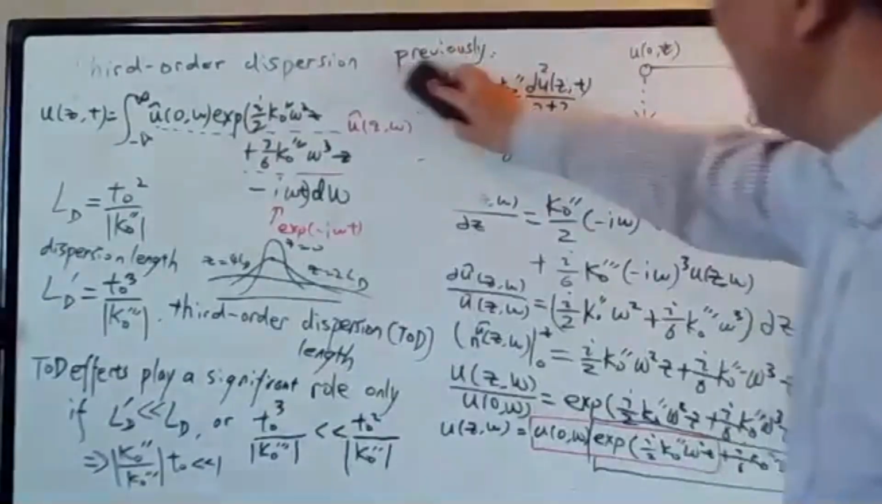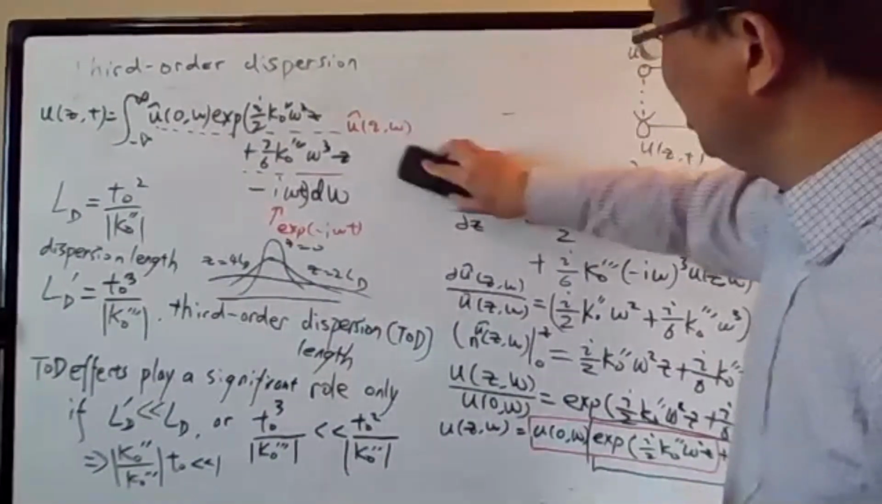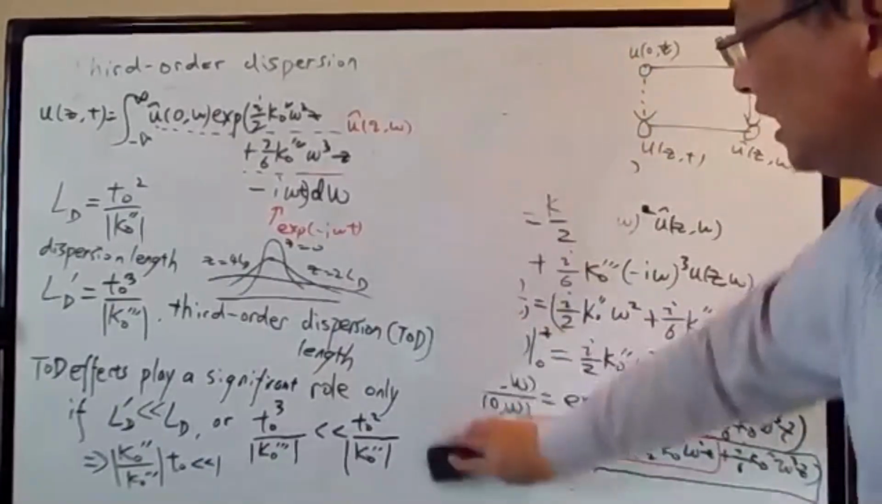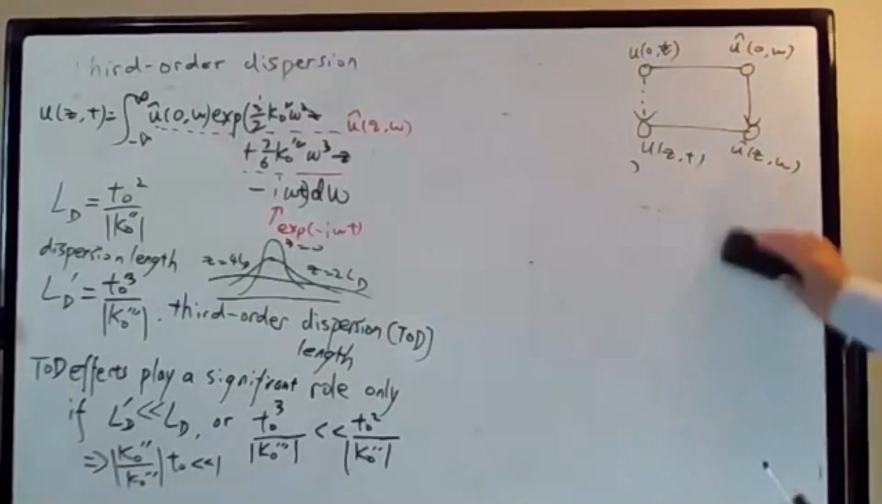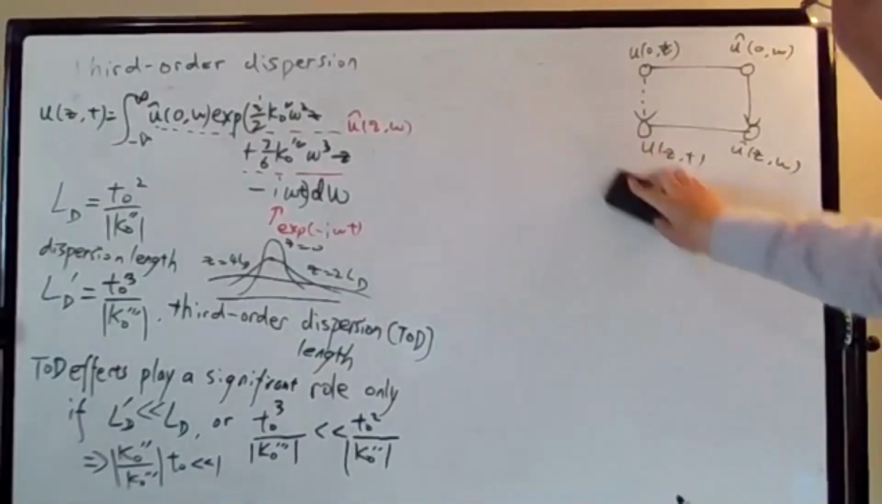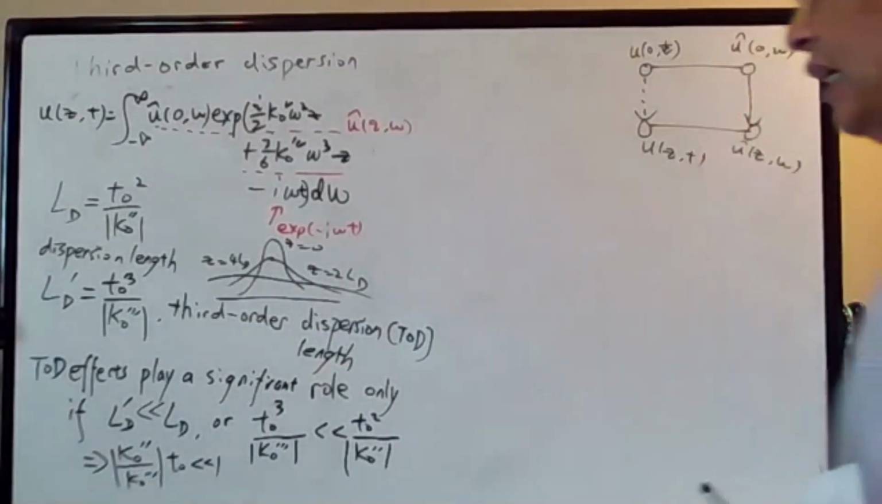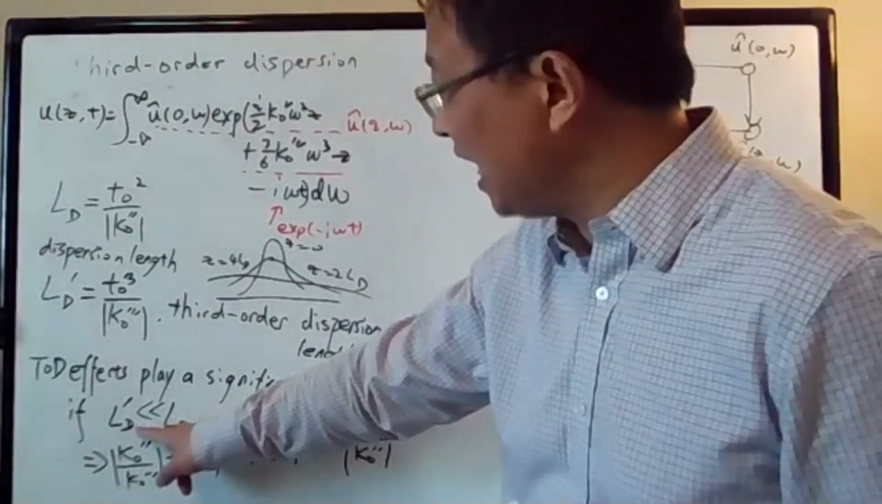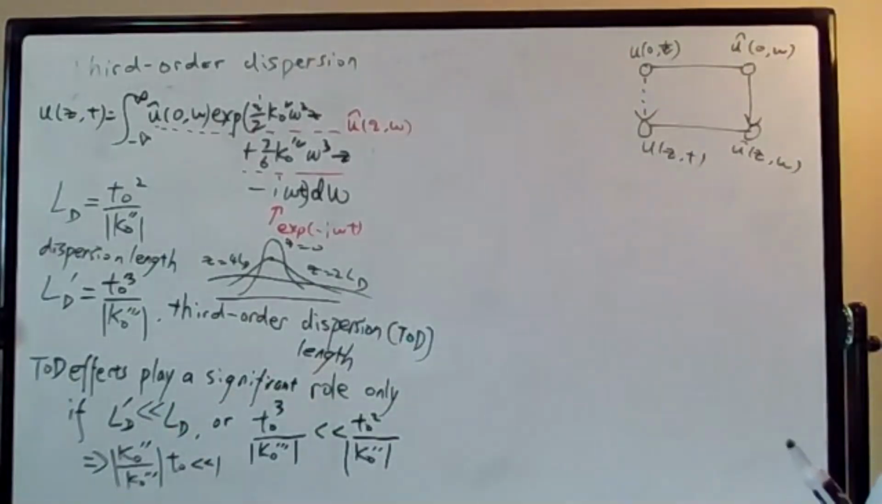So I'm just writing down the condition under which third order dispersion will play a role. Because in the other case, if LD prime is way larger, greater than LD, then mostly second order dispersion plays an important role.